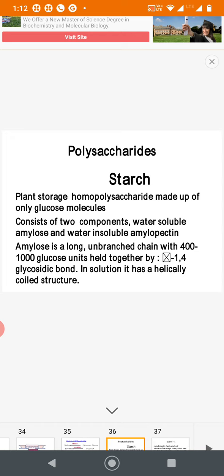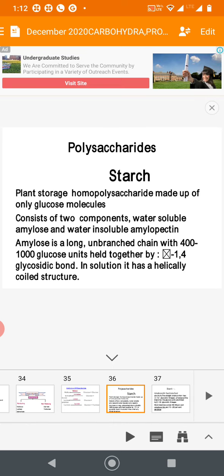So next is the polysaccharide. What are polysaccharides? They are carbohydrates which yield more than 10 units of monosaccharide, either the same or different. Like starch gives only glucose, but heteroglycans give different ones. Okay, so let us see starch. You may get a short note on starch. What is starch? It is a plant storage homopolysaccharide. What is glycogen? It is an animal storage homopolysaccharide.